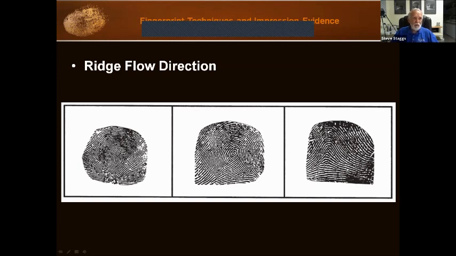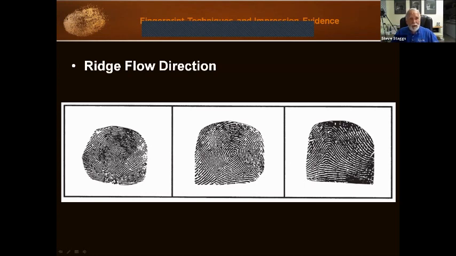If it can be determined that the latent print is a left slope loop with at least 10 ridge counts, then all the whorls, arches, right slope loops, and left slope loops with ridge counts of 8 or less, don't cut it too close, appearing in the known prints can be immediately eliminated. So this is where your knowledge of classification is going to be helpful in the comparison process.